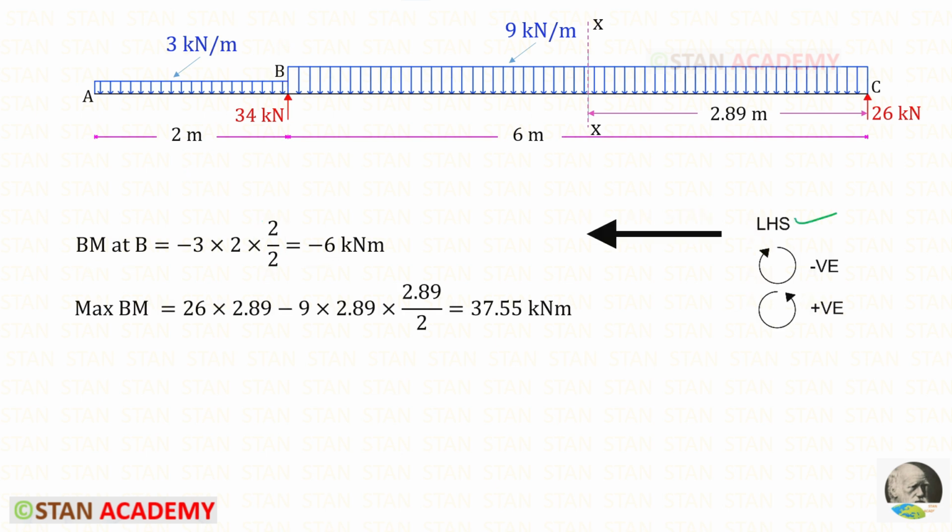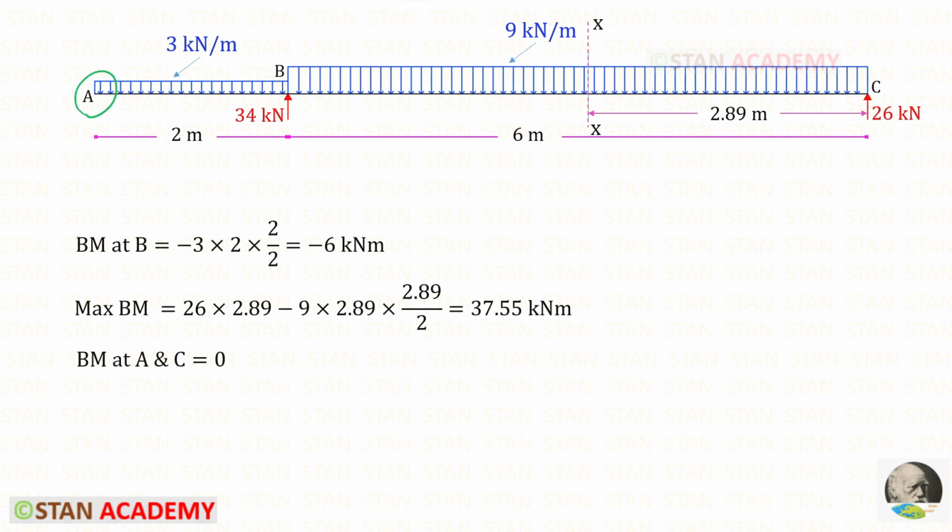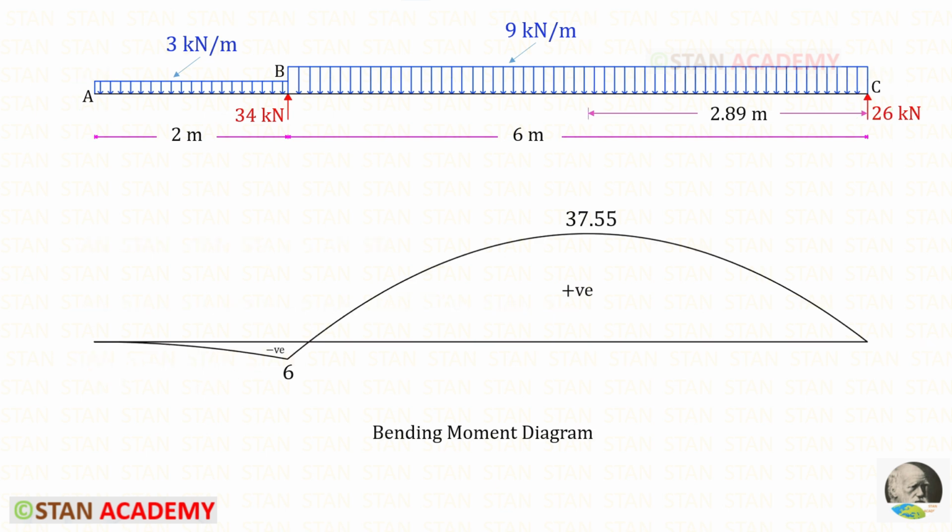Using the left hand side rule, let us find the maximum bending moment. RC is acting in the anti-clockwise direction, so it will be positive, and the distance is 2.89. The UDL is acting in the clockwise direction, so it will be negative. The area of the rectangle is 9 into 2.89, and from the center of the rectangle the distance to the section is 2.89 upon 2. In this way, for the maximum bending moment we will get 37.55. In the overhanging end A and in the simply supported end C, the moment will be 0. Here you can see the bending moment diagram.